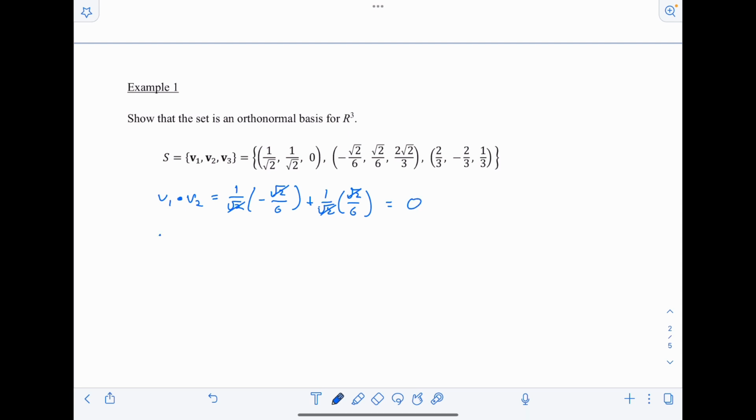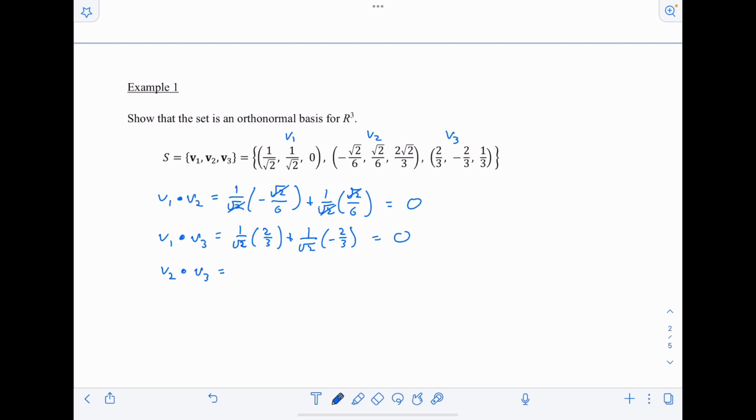Now let's try V1 and V3. Obviously, this is V1, V2, and V3. So V1 dot V3 is 1 over root 2 times 2/3 plus 1 over root 2 times negative 2/3. And again, we have 0. Obviously, we can see that these are just opposites of each other, so adding them is also going to give us 0. And then finally, V2 and V3.